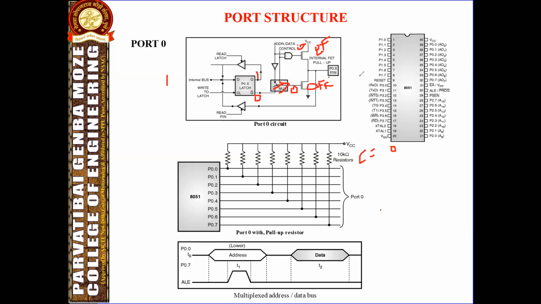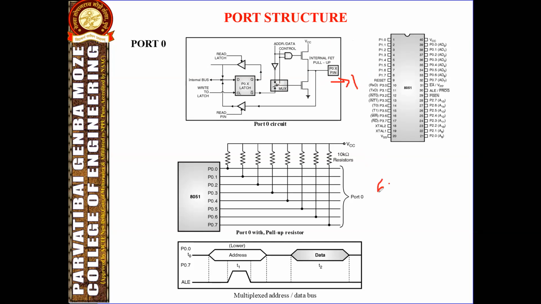Then the floating of signal will occur at the output. So to avoid this floating, one resistor will be connected in between the pins and VCC. That resistor's value is 10 kilo ohm. All these pins are connected by these resistors, to avoid the floating, so this output will become 1.